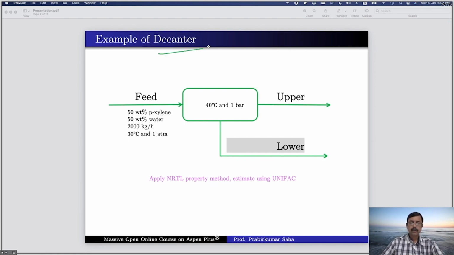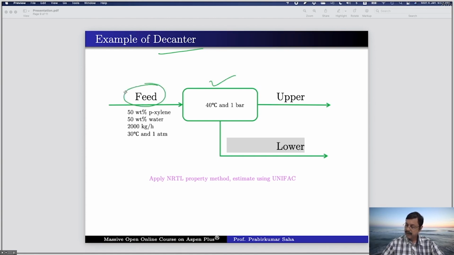So, as the name suggests, the decanter always separates two liquids based on their density. That means the liquid with higher density will go through the bottom flow, whereas the liquid with lower density will go through the top flow. So in this case, we have a decanter over here.